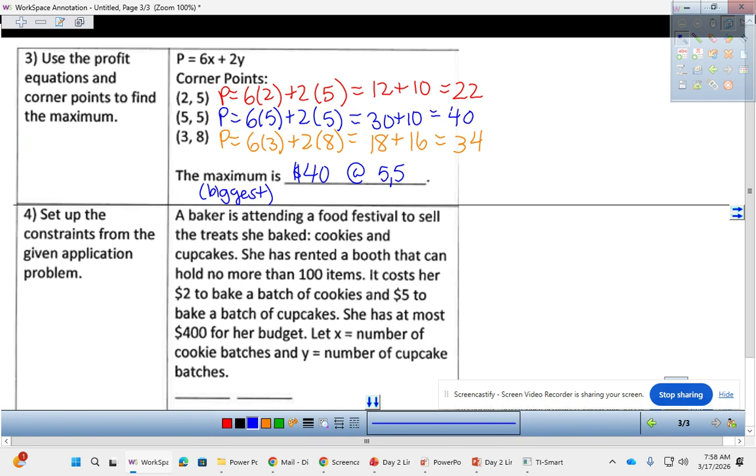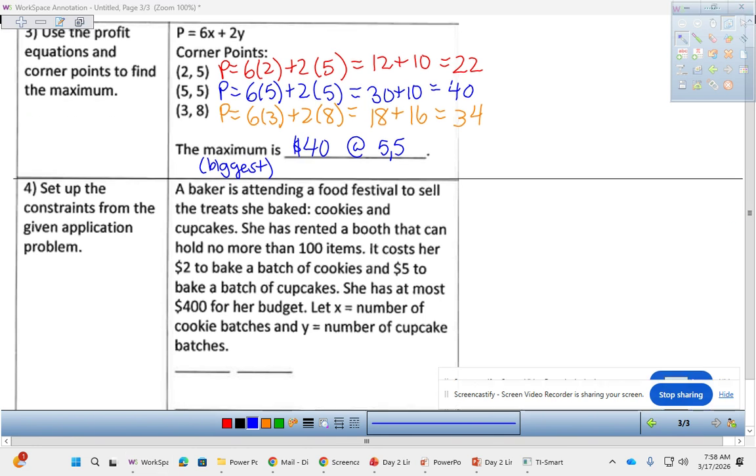If you didn't put it in that exact format, it's totally fine. The test is going to put the blanks for you to fill in, so you'll know what to put where. When you see it, it'll be laid out more clearly than that. The last one says, set up the constraints from the given application problem.